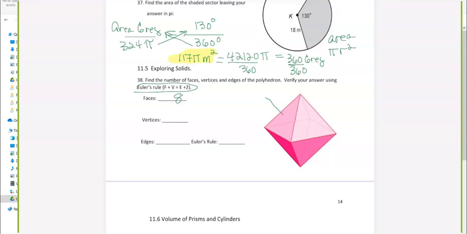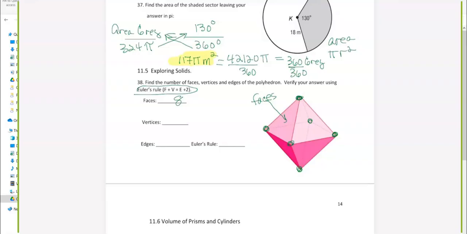So these pieces right here are called faces. Then the pointy sections, where more than one face combines or intersects, are being identified by these dots. So I have 1, 2, 3, 4, 5, and one more makes 6. So I have 6 vertices. Now I know by Euler's rule that faces plus vertices equals edges plus 2.